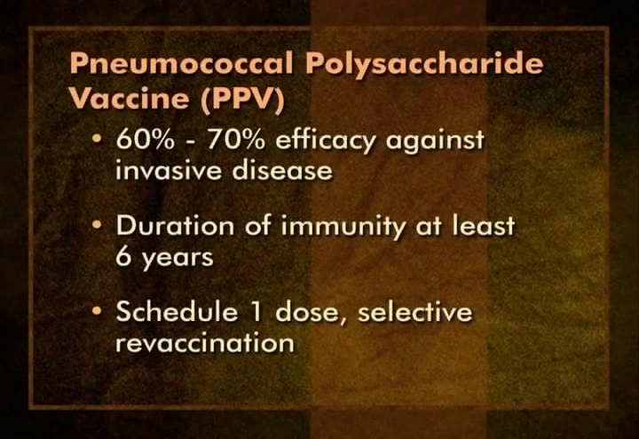The efficacy of the polysaccharide vaccine has been estimated at 60 to 70% against invasive disease, but appears to vary to some extent with underlying disease. The duration of immunity is at least 6 years, and the schedule is one dose with selective revaccination.